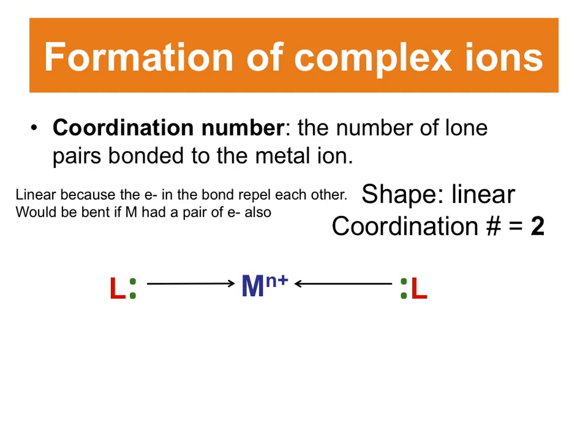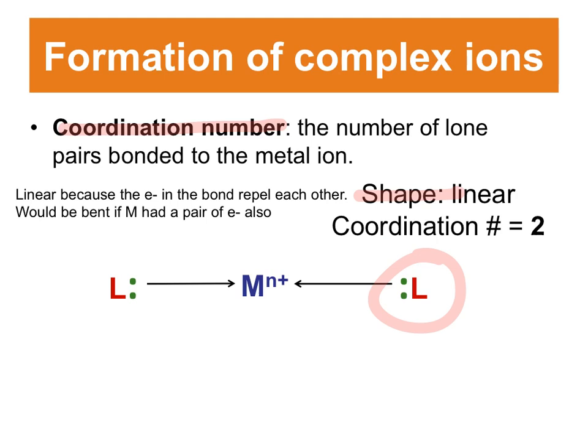The last thing that we're going to discuss with complex ions is something called the coordination number, which is the number of lone pairs bonded to the metal ion. Typically, any ligand is only going to provide one lone pair to the metal ion, so a quick translation of coordination number is basically how many ligands it is attached to.